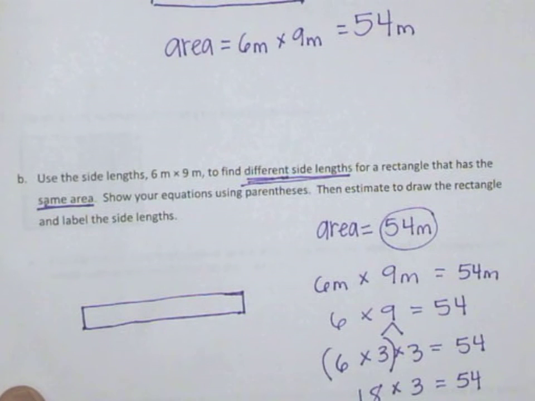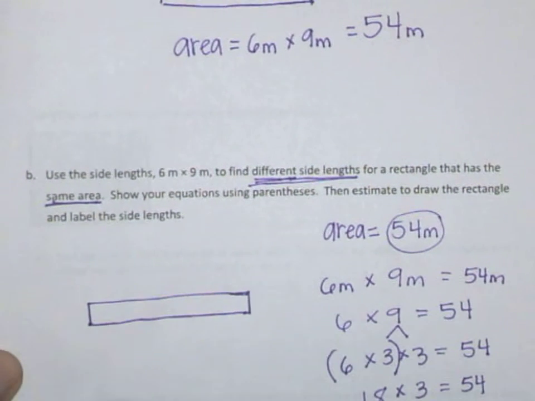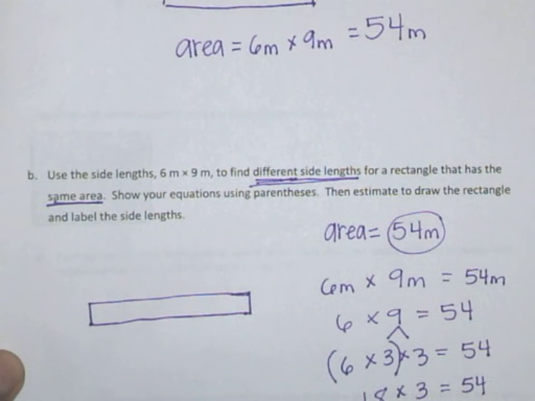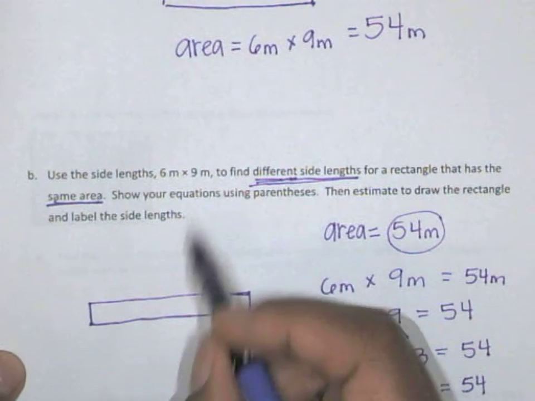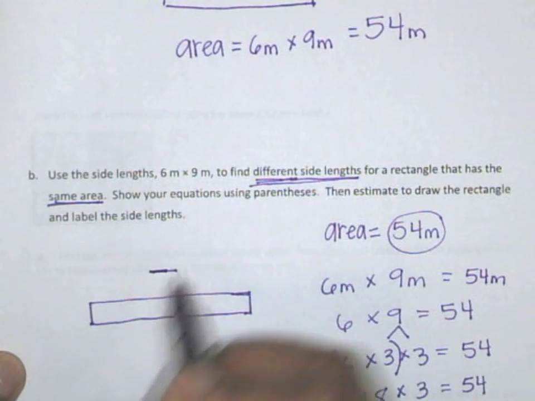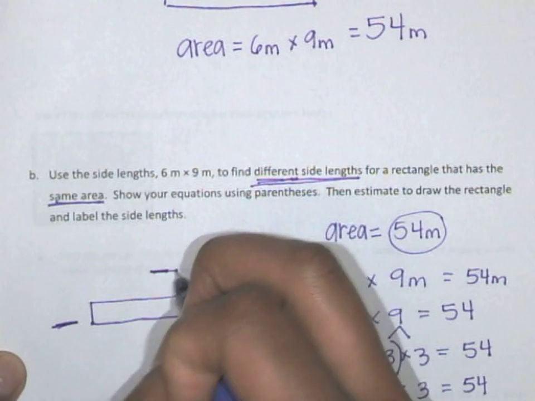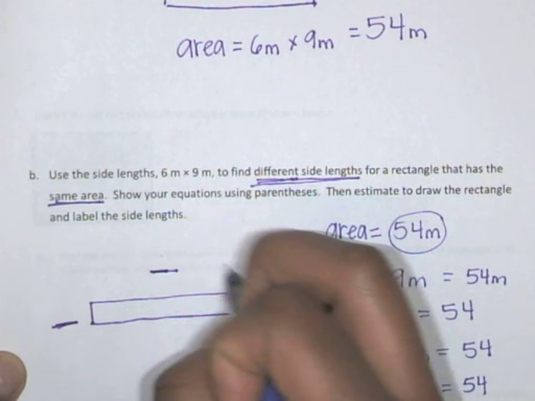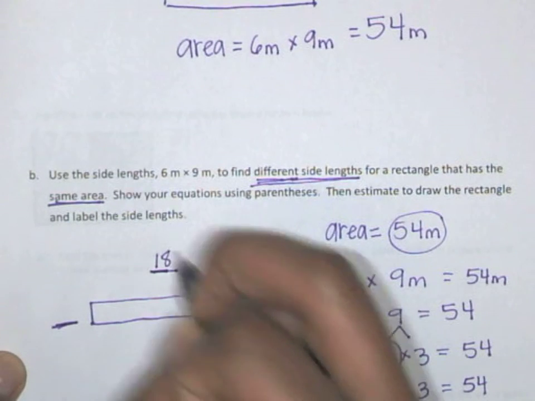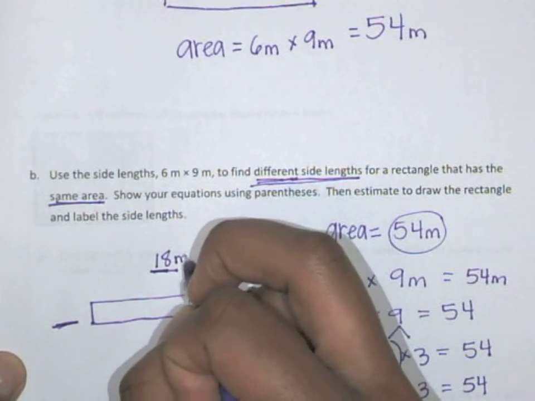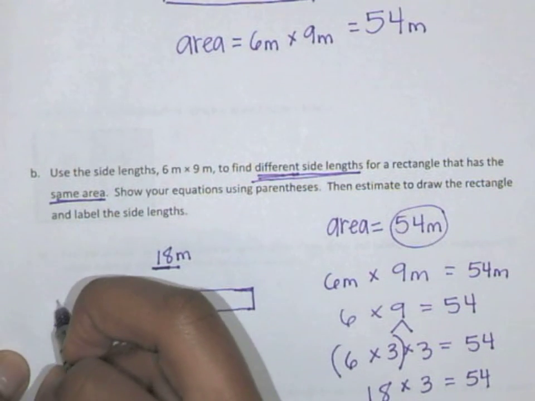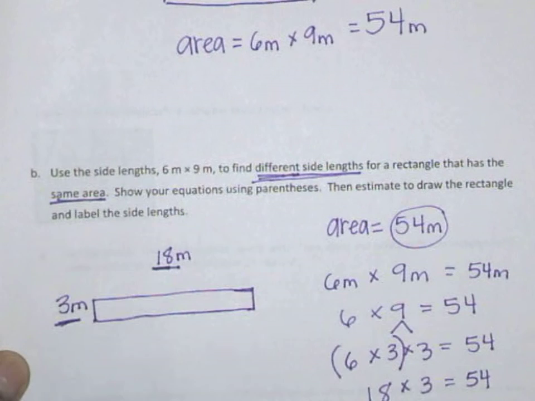So here's my rectangle and I'm about to label my side lengths. I want your help though. I have the numbers 18 and 3. So which side makes more sense to label 18? 18 is way larger than 3. So one would be here, the other will be here. I believe this long side with the width of the rectangle should be 18. Don't forget your unit, meters. So this side will be 3 meters.